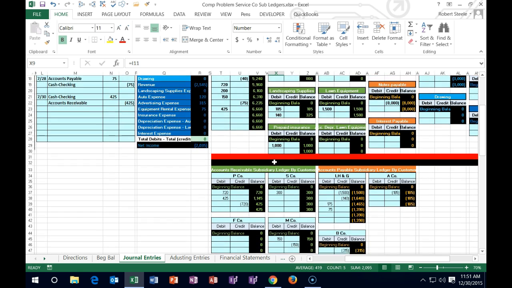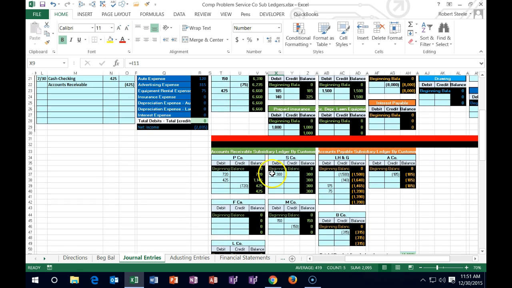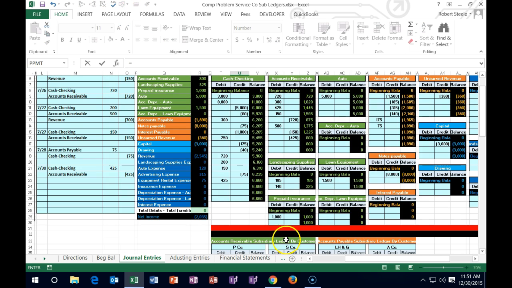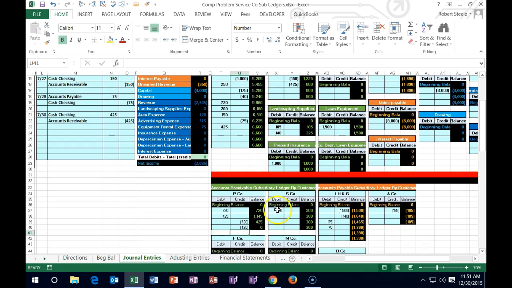So if we scroll down to the subsidiary ledger down here, it looks like P is the one who paid us. That 425 is now being paid. So we're going to post the same information. Now we're in U40, equals, and I'm going to point to that 425 and enter. So we should see this kind of transaction, this kind of activity in the subsidiary ledger. Billed them, they paid us. Billed them, they paid us.